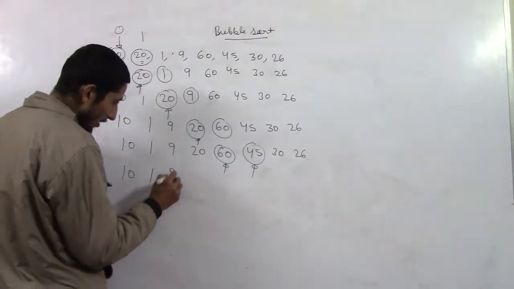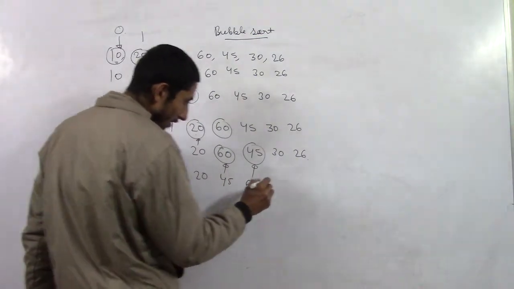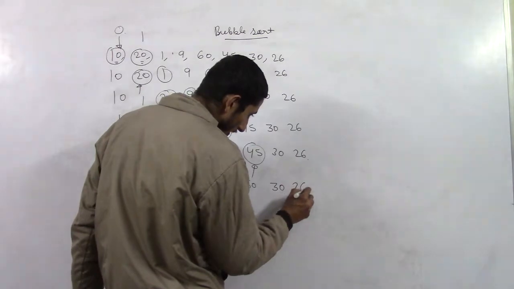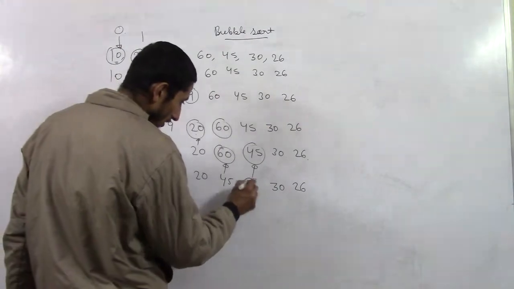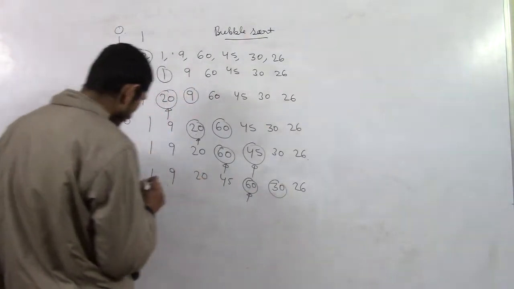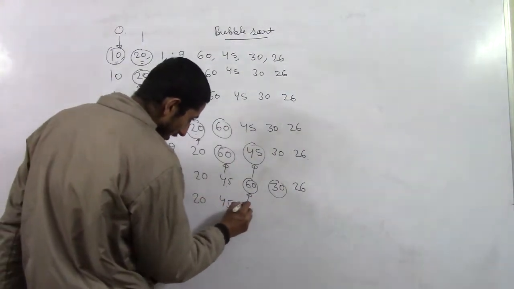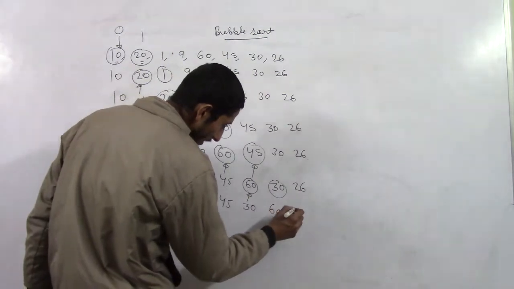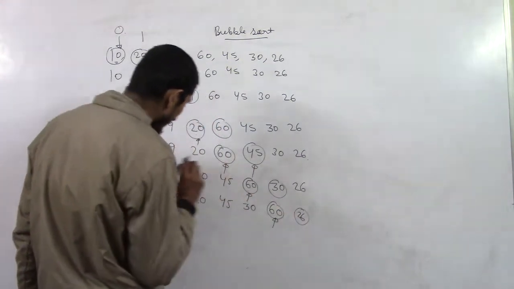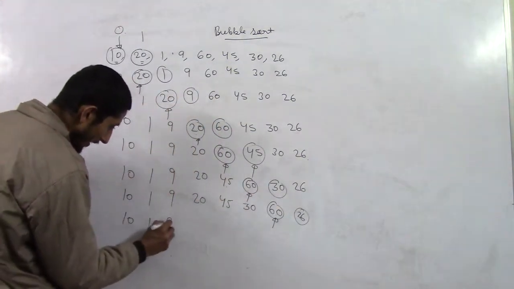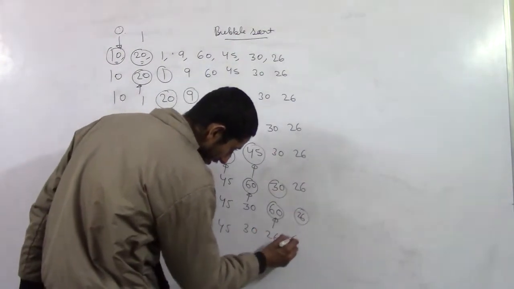You have to keep one thing in mind. Incrementing the pointer is independent of swapping. Whether I swap or not will depend on the content, but every time the pointer will be increased. So the pointer will come here, and I will compare 60 with 30. 30 is smaller, 60 is greater, so I will perform swapping like this. Then in the last I will compare the content of 60 and 26, and I will get it like this, and 26 and 60.